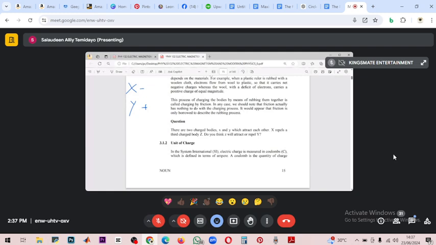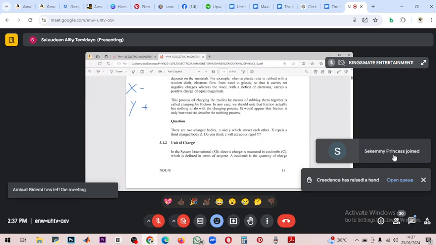Okay, we have two types of charges according to motion. When the charges are at rest, we call them static charge, static electric charge. So we call it static electricity. When electric charge is not moving, we call it static electricity.